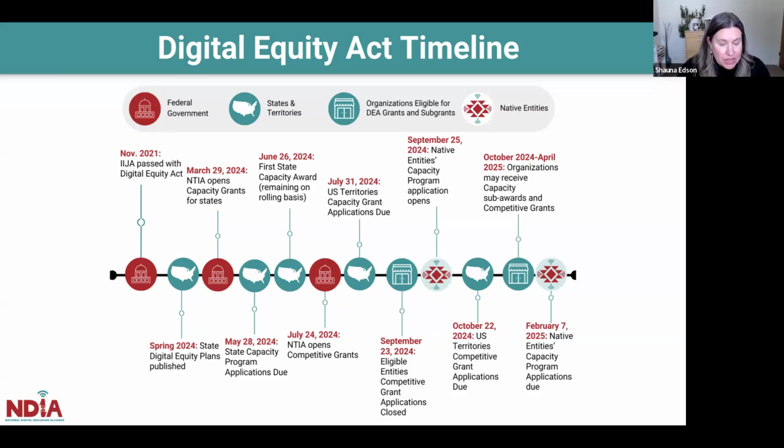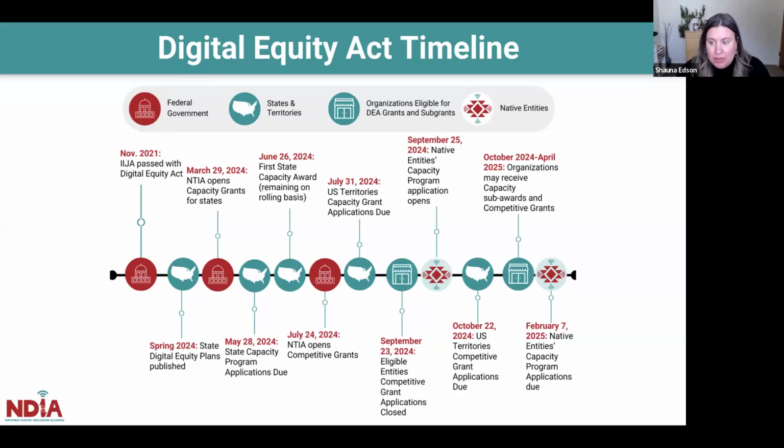So the first set of funds, which was the Digital Equity Act State Planning Grant Program, has ended, and the result is now all states and territories have a digital equity plan. The State Digital Equity Capacity Grant Program is the second set of funds that were available. Applications for states has already closed.